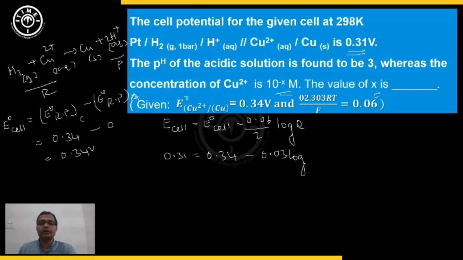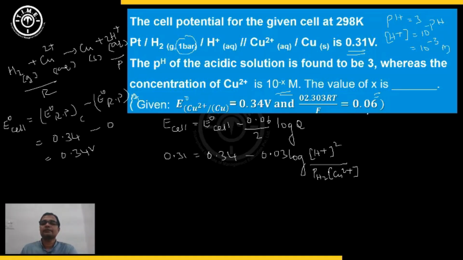0.03 and log Q. What is Q here? Q here is the H+ ion concentration whole square divided by the partial pressure of hydrogen into the Cu2+ ion molar concentration. Here the partial pressure of hydrogen is 1 bar, the pressure is given. And pH is also given. What is pH here? pH is equal to 3. Then the H+ ion concentration is equal to what? 10 to the power of minus pH. So 10 to the power of minus 3 molar concentration.